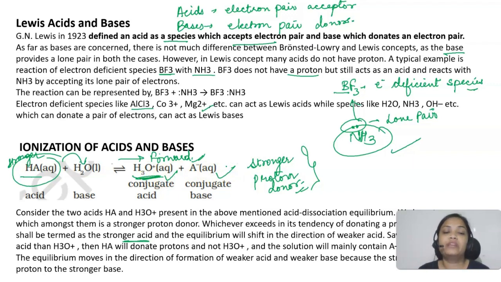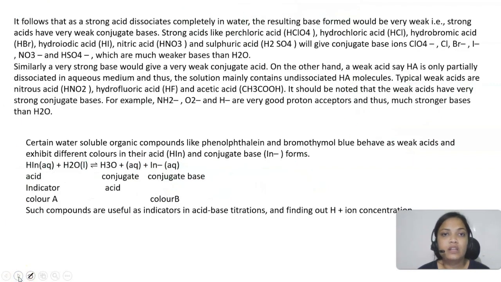Okay, so you need to keep in mind, since we are studying equilibrium, that the equilibrium moves in the direction of formation of the weaker acid and weaker base, because the stronger acid will donate protons to a stronger base. Okay, so this is how ionization will happen.